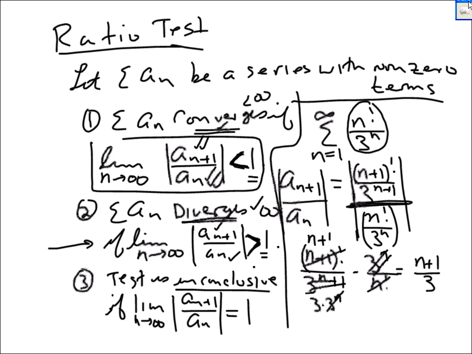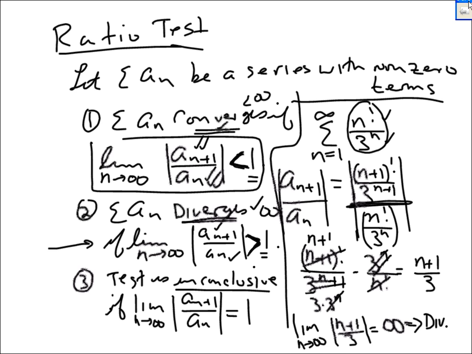And when we take the limit as n goes to infinity, n plus 1 over 3, we get infinity, which implies it diverged. We got more than 1. We got way more than 1. That is, n factorial grows faster than 3 to the n. The numerator just takes off. 3 to the n, it grows, but n factorial grows an awful lot bigger.